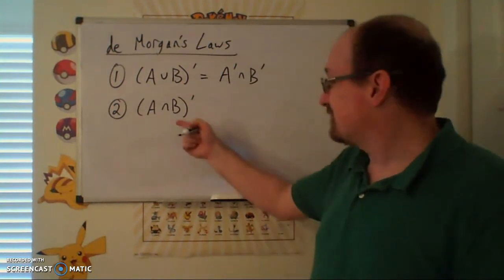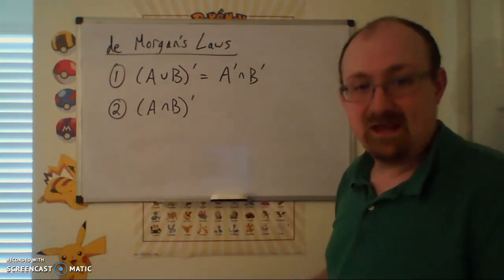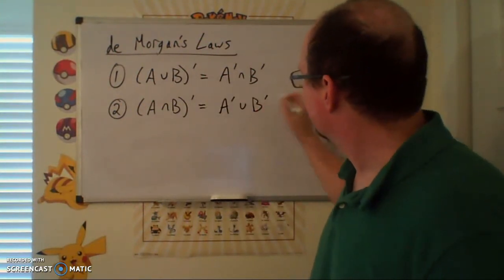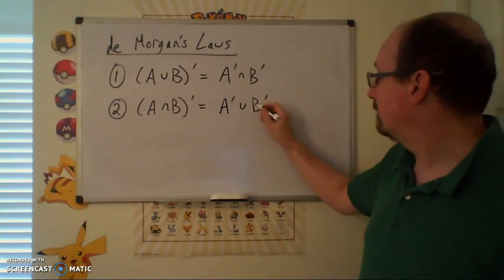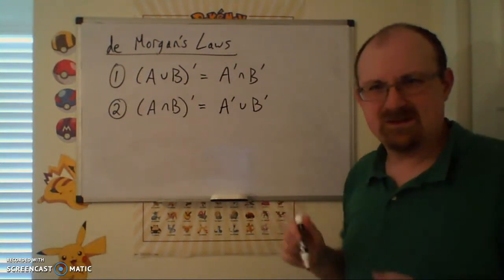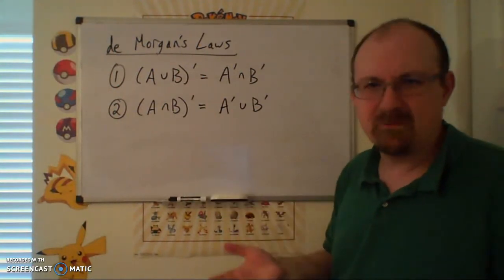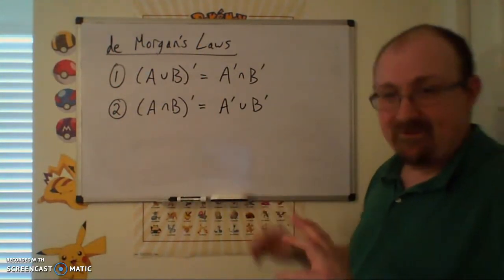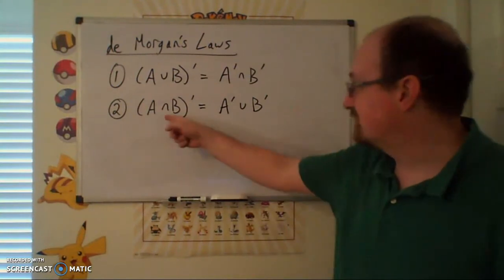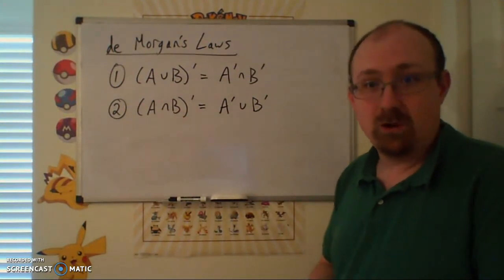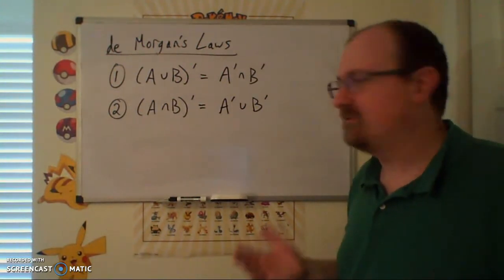If we have an intersection inside these parentheses and we take a complement, again, we can distribute the complement. I'm always wary of saying that in case it's not really distributing, but you get the idea. But then that symbol again flips. The intersection in here becomes a union of the individual complements. So those are De Morgan's laws.